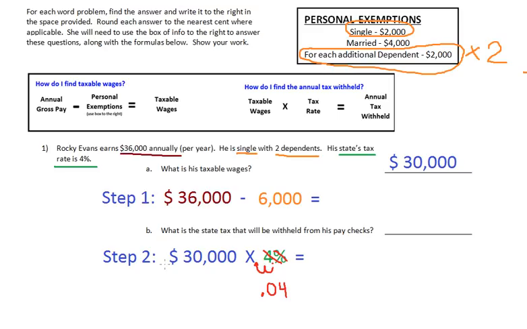So now what we're going to do is take $30,000 and multiply it times 0.04. And you get a final answer of $1,200. So each and every time that Rocky gets paid, money's going to be taken out to pay state taxes. How much is he going to end up paying in state taxes each year? Each year he'll end up paying a total of $1,200. Once again, that's not per paycheck, that's per year in state taxes.